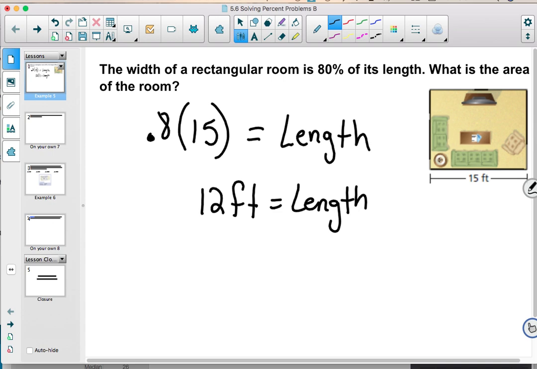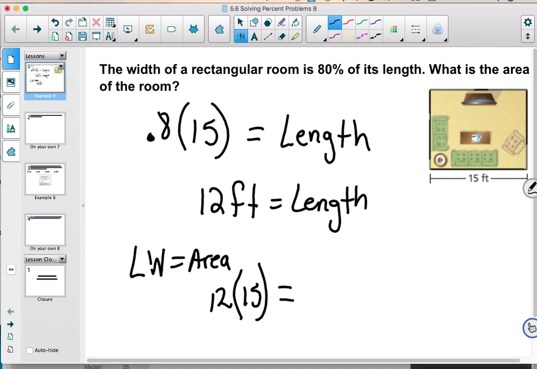Then do the length times the width side by side. Okay, so length times width equals area. My length is 12. My width is 15. What is the area of that room? Ben? 180 feet squared.